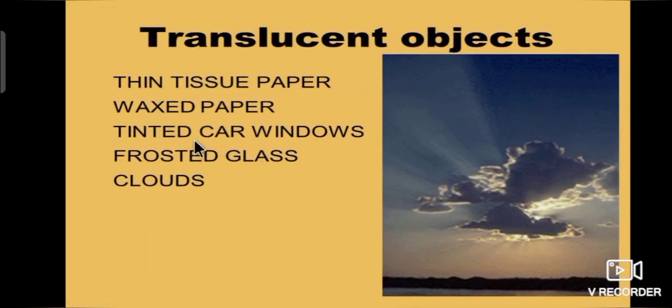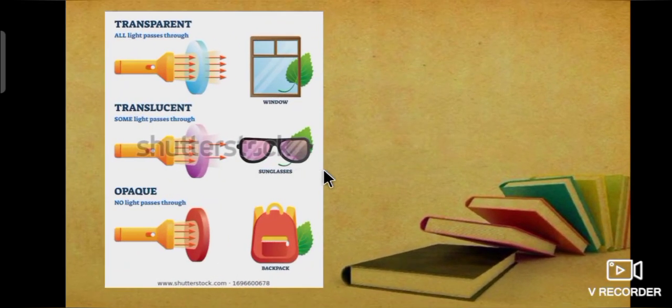Let's see the examples of translucent objects. Thin tissue paper, waxed paper, tinted car windows, frosted glass and clouds are the examples of translucent objects. So students, transparent objects, all light passes through them. Translucent objects, some light passes through. Opaque objects, no light passes through.